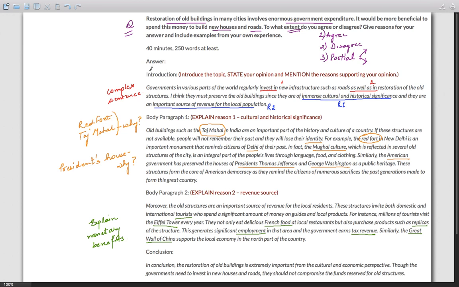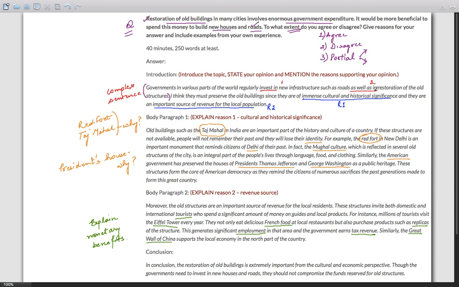Introduction. Okay, so as I usually say, an introduction sets the entire picture for the body paragraphs. Basically it gives the purpose of the essay. That's exactly what I've done. I have written one general statement about the restoration of buildings, which is: governments in various parts of the world invest in new infrastructure such as roads as well as restoration of old structures. I have brought both restoration of old buildings and roads into the picture.